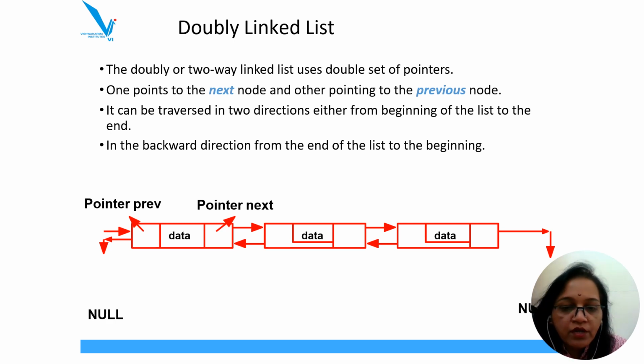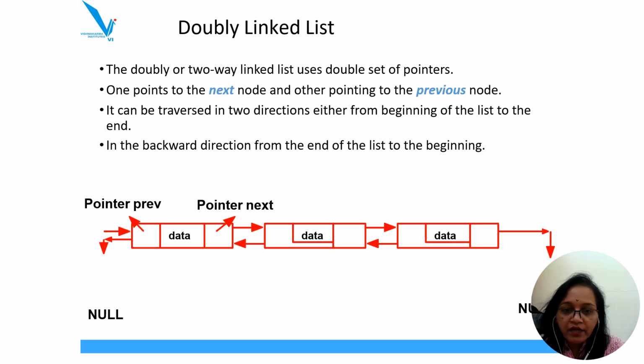Hello, today we'll start with the concept of double linked list. So, a doubly linked list, or a two-way linked list, uses a double set of pointers. In a single linked list, we have seen that we have a pointer to the next node and we can traverse in a forward direction only.